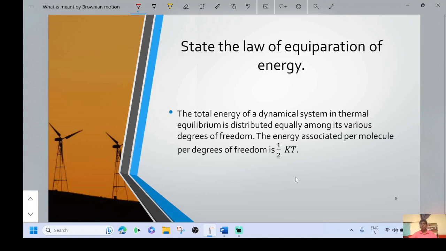State the law of equipartition of energy. The total energy of a dynamical system in thermal equilibrium is distributed equally among its various degrees of freedom. The energy associated per molecule per degree of freedom is 1 by 2 kT. Here k is Boltzmann's constant.